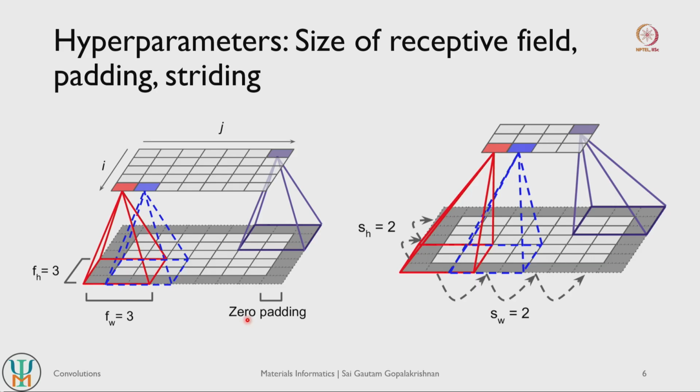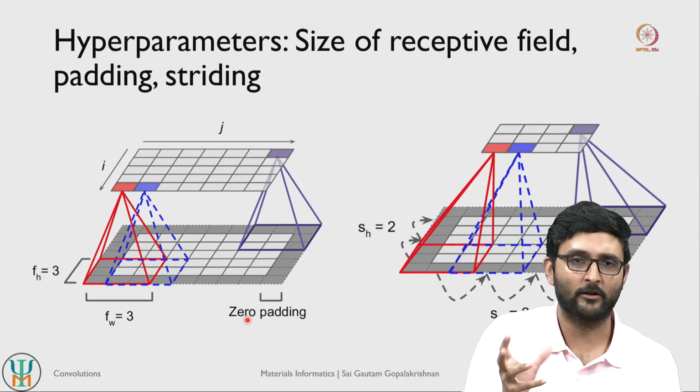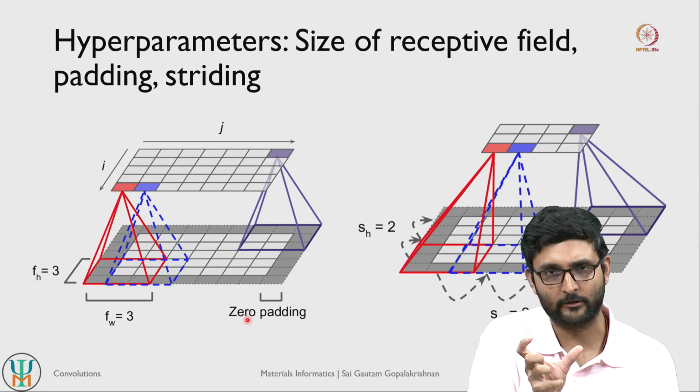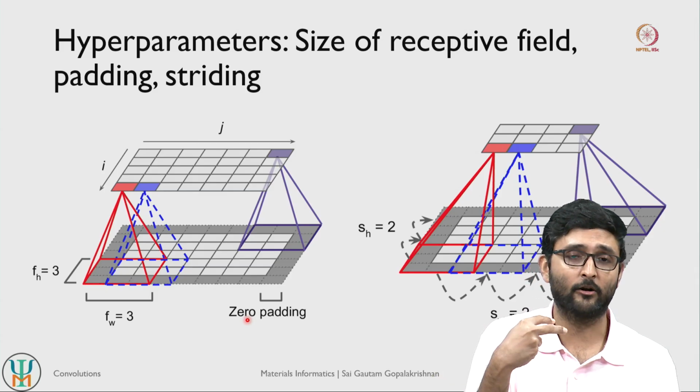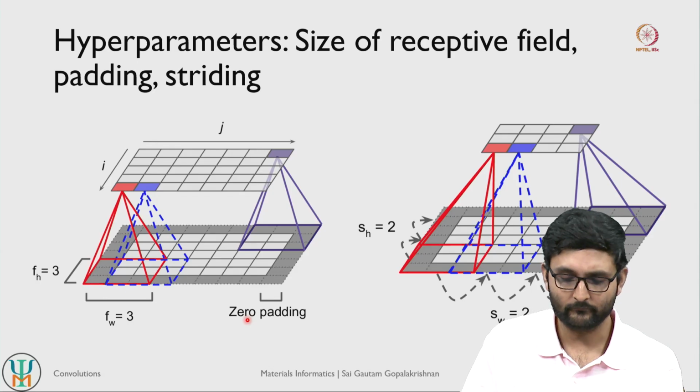So size of receptive field, striding and padding are important things to keep in mind with respect to the design of convolutional neural networks. So what is the size of your receptive field, how much you are going to stride, and are you going to pad, and if you are going to pad, how you are going to pad.